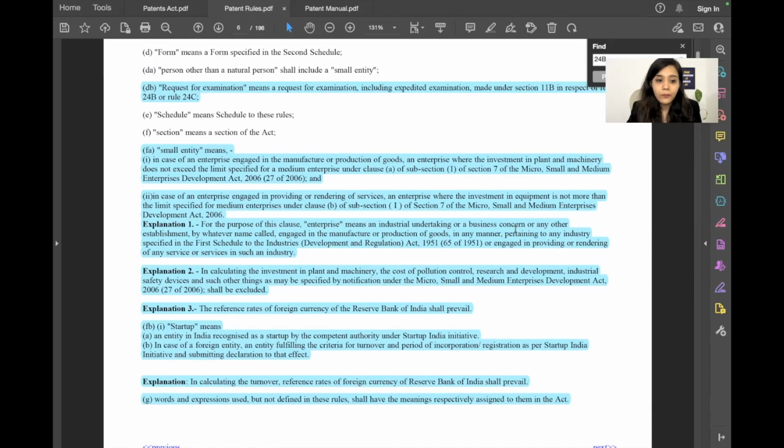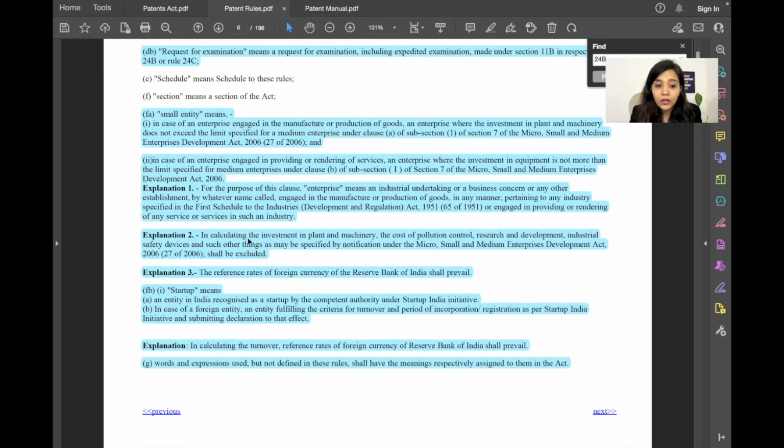Again, I would say that because this is expedited examination and we have the provision of startup and small entity who can file for expedited examination, you should know who is a small entity and who is a startup. So small entity is mentioned in rule 2FA and startup is mentioned in 2FB. Now I'm not going into detail of this rule, but you should read the definition of micro, small and medium enterprise under section 7 of the Micro, Small and Medium Enterprise Development Act of 2006, because that is the definition which is used for patents.